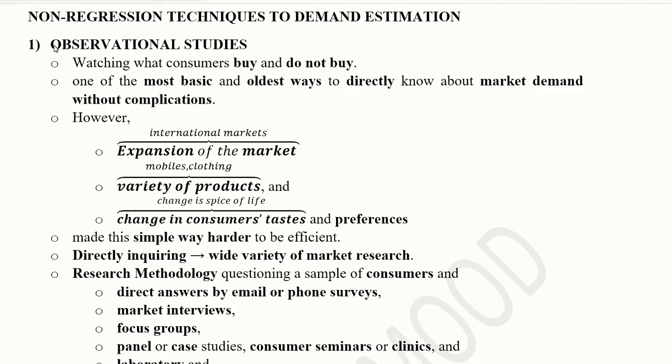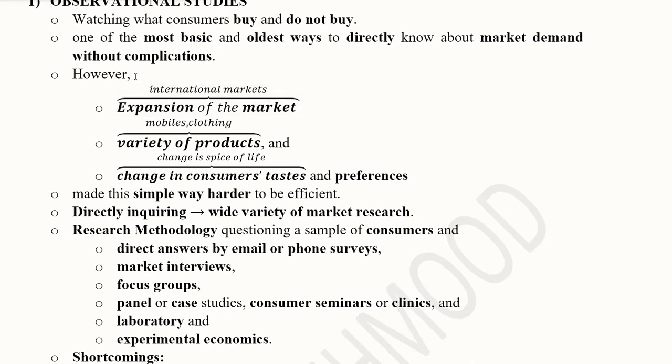So now let's get to this, and it's about the observational studies, the first type. As the name goes, it is about observation, and the observation is going to serve as a vehicle of information. What we can do is watch the people, what they are buying and what they are not buying. This can give us something which is infallible. It is free of any statistical jargon or impression. It is one of the most basic and oldest ways to directly assess the market demand, without much of the complications of quantitative sciences. So this is the basics of the observational studies.